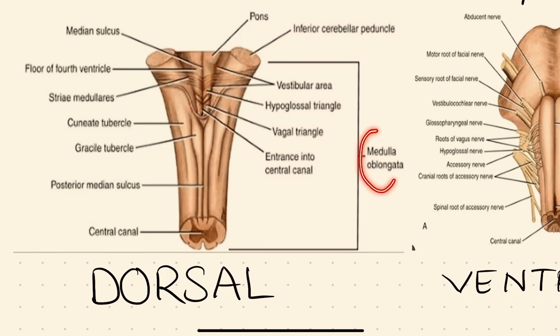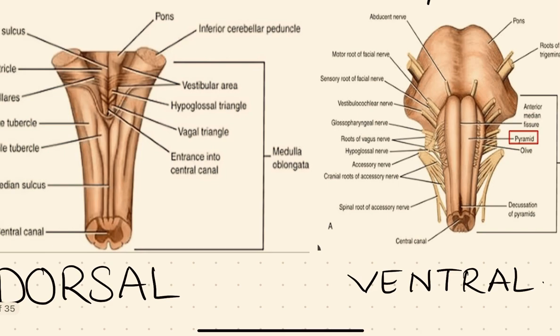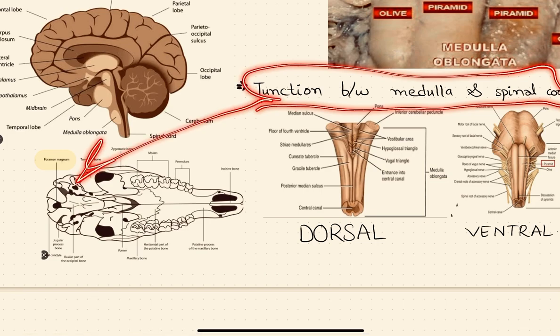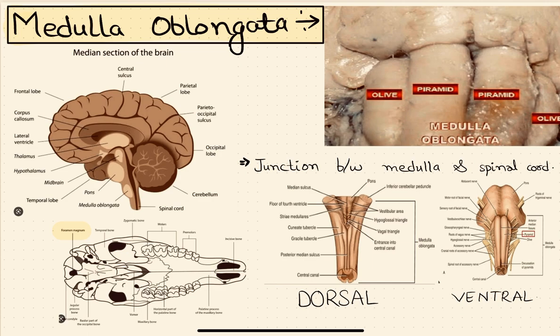So this all comprises the medulla oblongata in its dorsal structure, and as I told you, in the ventral structure we have the inferior median fissure, then the inferior pyramids, then the olive, and finally the restiform body. The junction between the medulla and spinal cord is the foramen magnum. So this was all about the anatomy of the medulla oblongata.